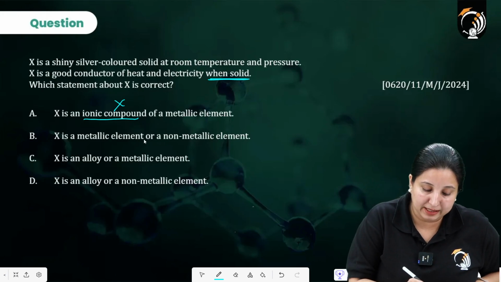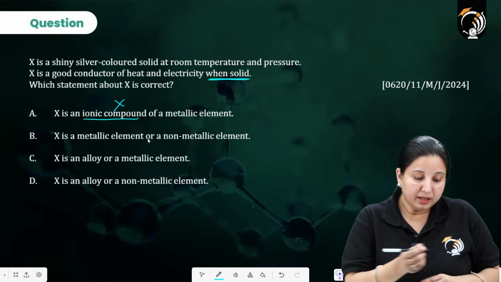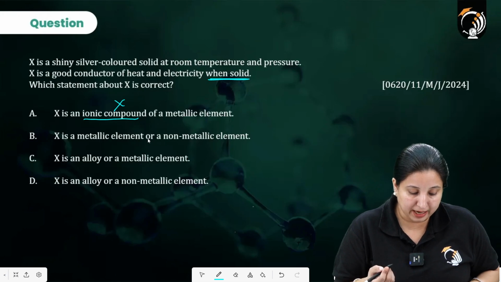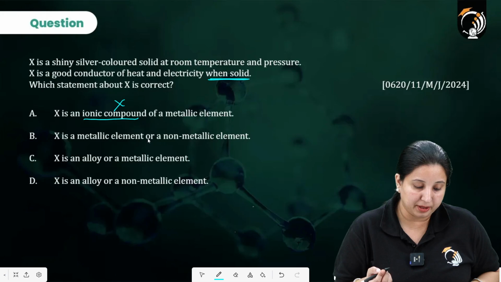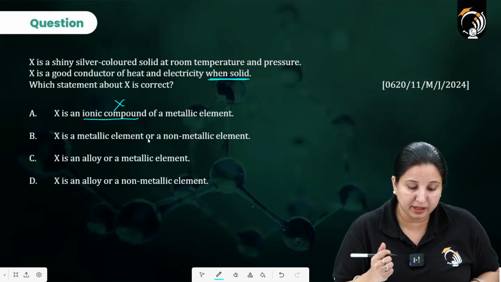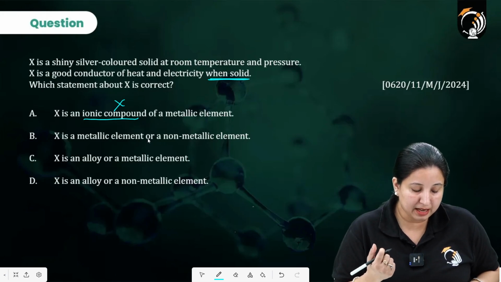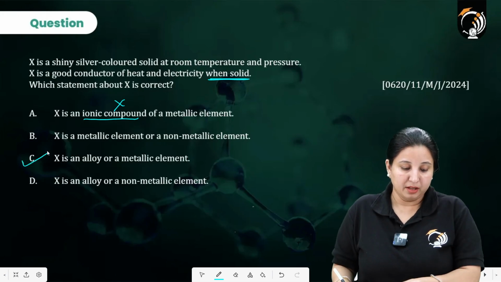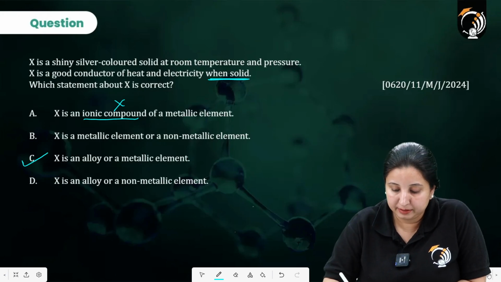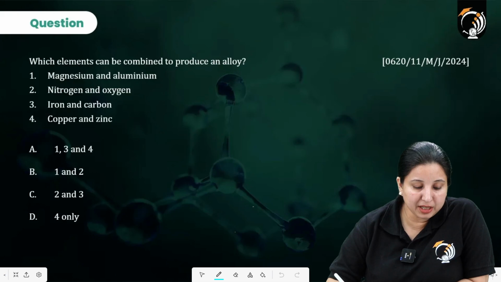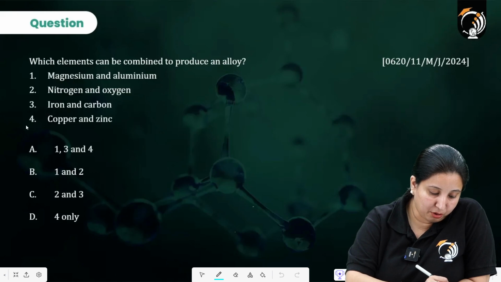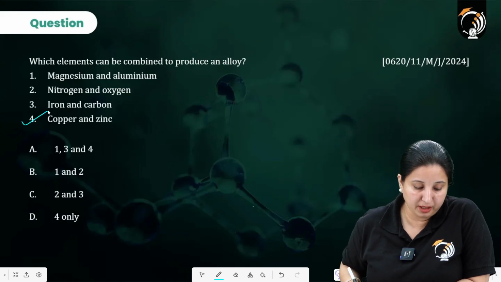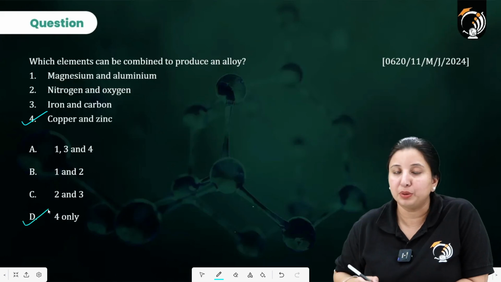Then X is a metallic element or a non-metallic element, or an alloy, or a metallic element and alloy, and non-metallic element. Now it is saying it is a good conductor of heat and electricity and it is a shiny silver colored solid. So it is going to be an alloy or a metallic element. Then which elements can be combined to produce an alloy? Over here, we know that copper and zinc we can combine to form the alloy. So option D only is going to be our correct answer.